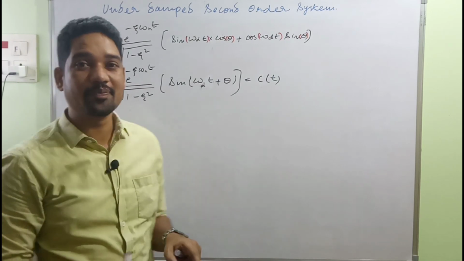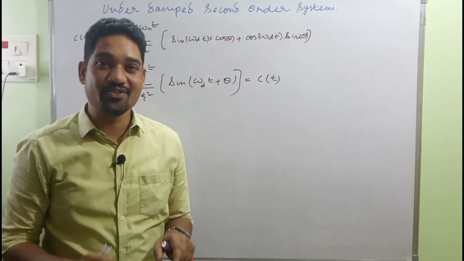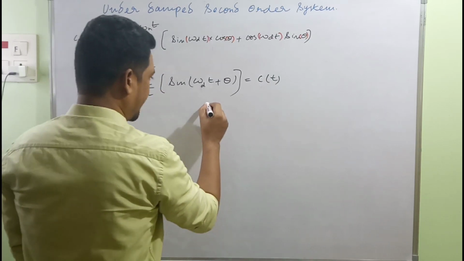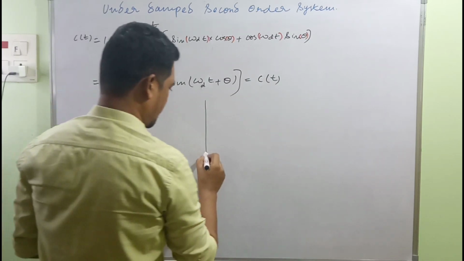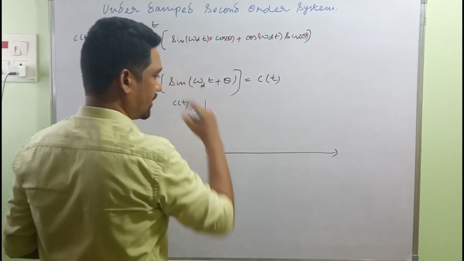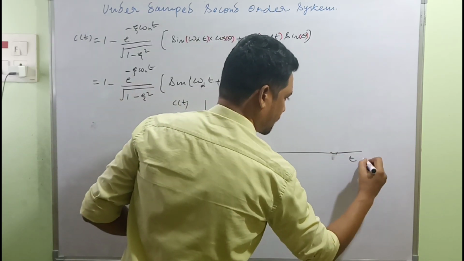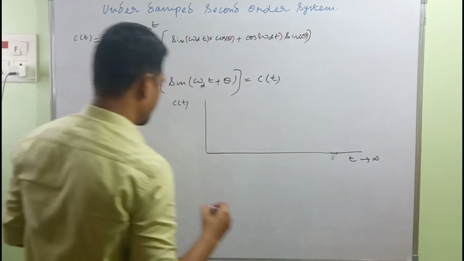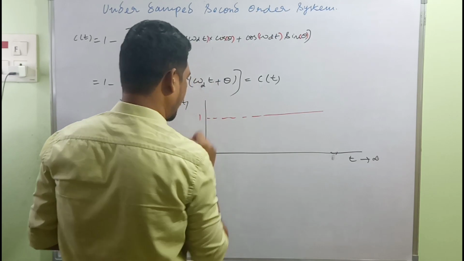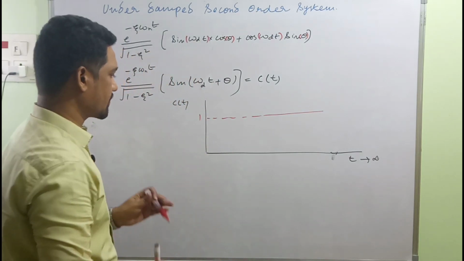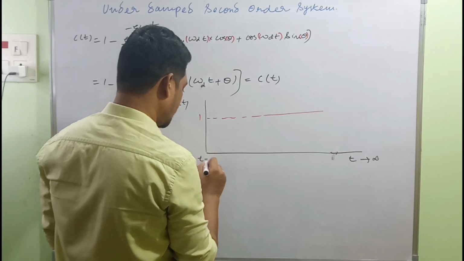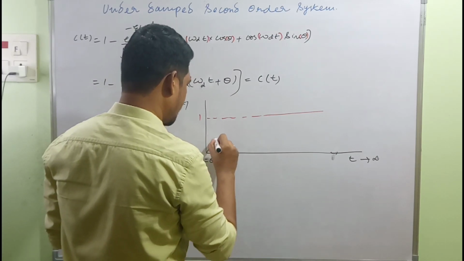The discussion will be incomplete if we don't show the characteristic, the response. So drawing that also, let's finish it. We have c of t on the vertical axis and different values of t tending to infinity. So what's the input in this case? It's a unit step input, so it will be 1. And the response starts commencing from t equal to 0.